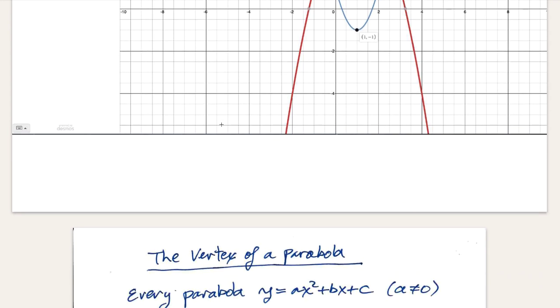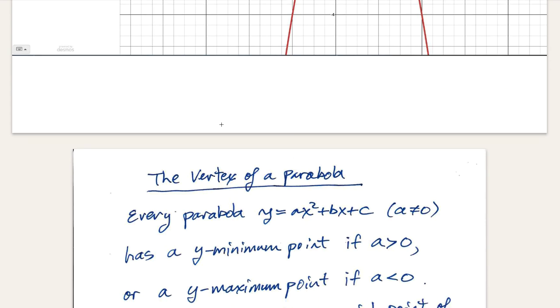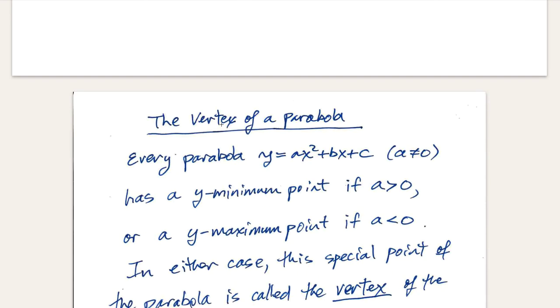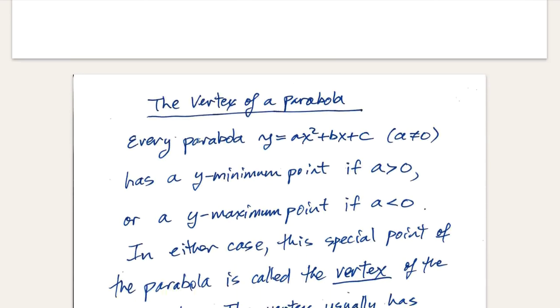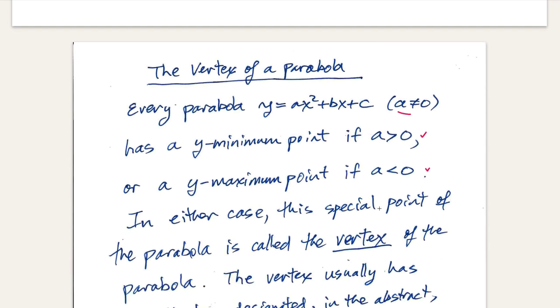All right, let's talk about a certain special point on any parabola. We call that special point the vertex. Every parabola, y equals ax squared plus bx plus c, reminding you here a is not 0, has a y minimum point if a is greater than 0, or a y maximum point if a is less than 0. In either case, this special point of the parabola is called the vertex of the parabola.